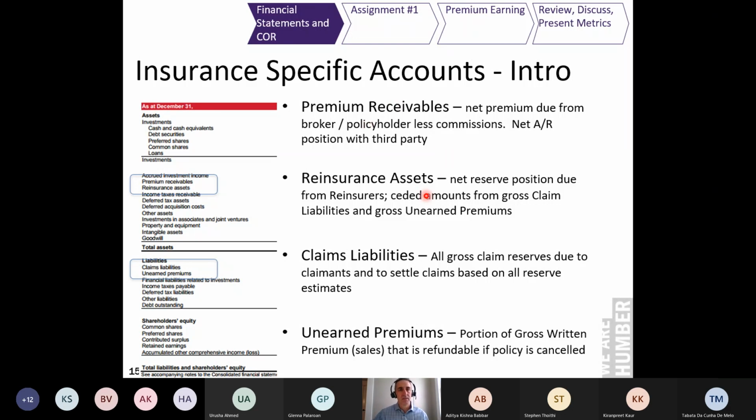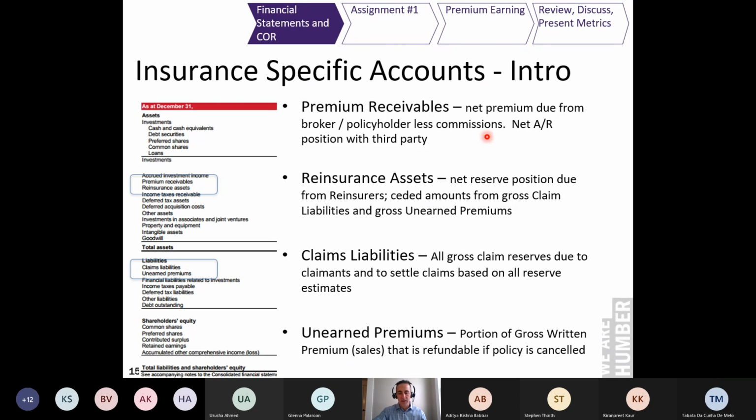Really, this was just highlighting what I was talking about when we had the balance sheet up. Those are some of the key insurance-specific accounts on this balance sheet. I know this print is small, so I have the descriptions blown up here. So our premium receivable is the net premium that's due to the insurance company from the broker or the policyholder. Okay. There could be an account for broker receivables and a separate one for policyholder receivable. And it's a net amount because it's net of the commissions that the insurance company owes back to the broker.